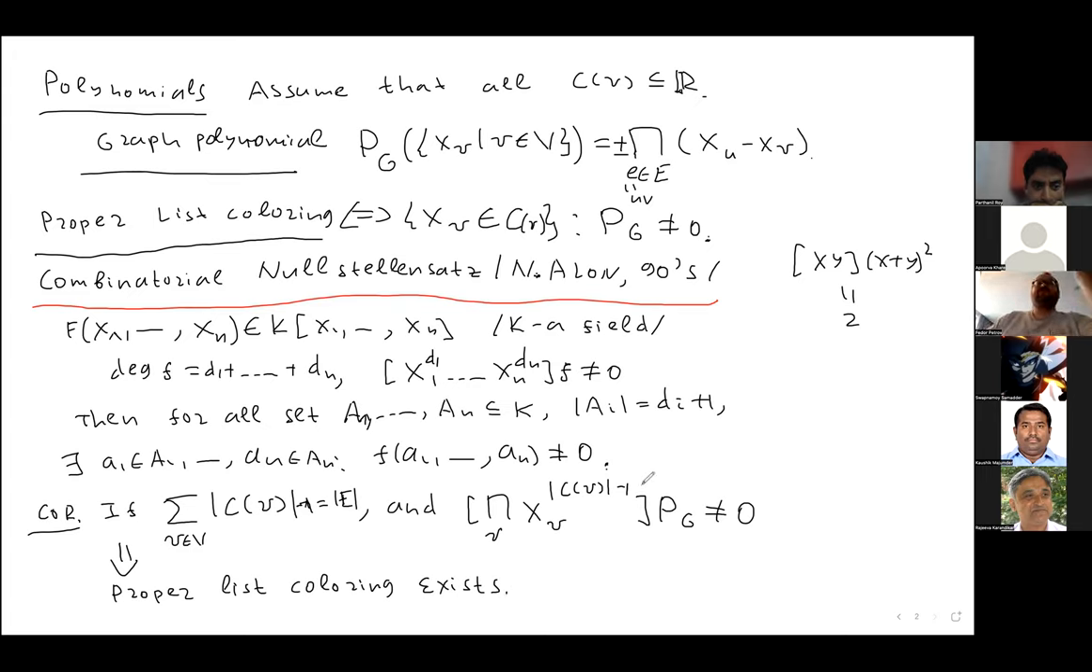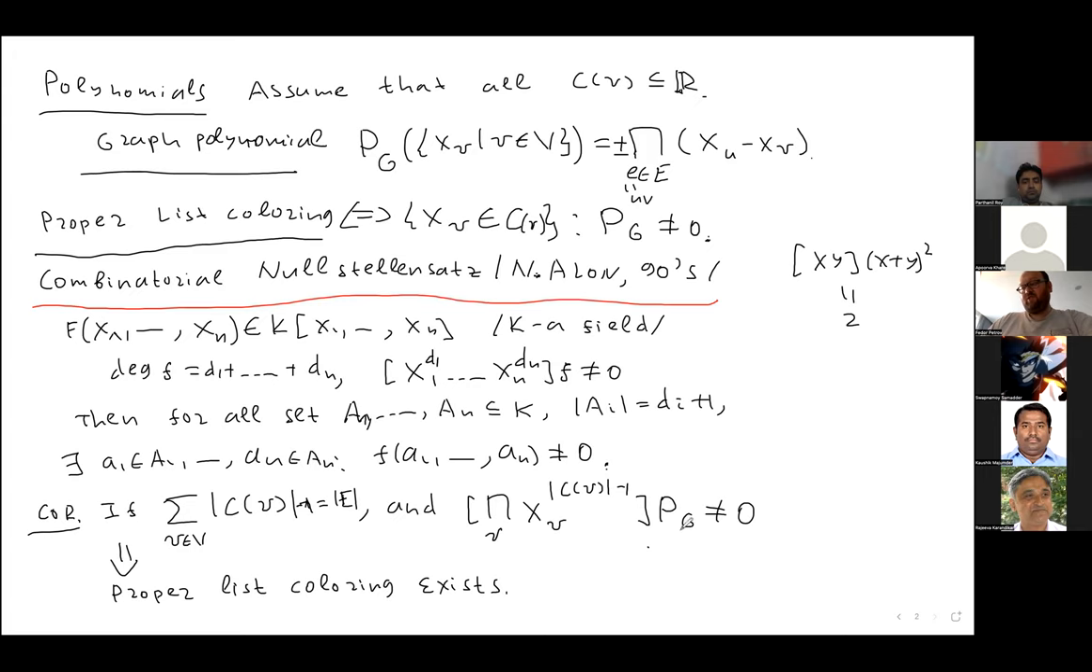Yes, that immediately follows from what is said above. So first from the interpretation of proper coloring as a non-vanishing of the polynomial, and then from the combinatorial Nullstellensatz. If you want to apply this method, at first, it works only if the lists are large enough, so the sum of their sizes equals the number of edges. And second, it requires checking that the coefficient is non-zero. And this may be tricky to prove, that the coefficient of some polynomial is non-zero.